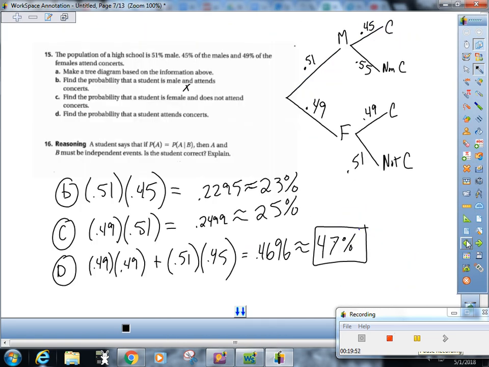Is that it? That's it. Boom. Boom. Right under 20.